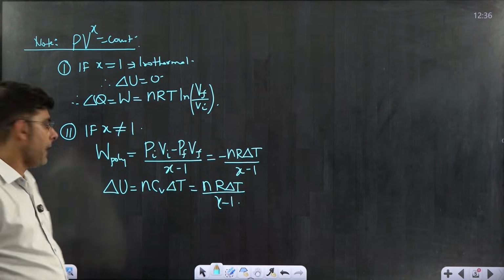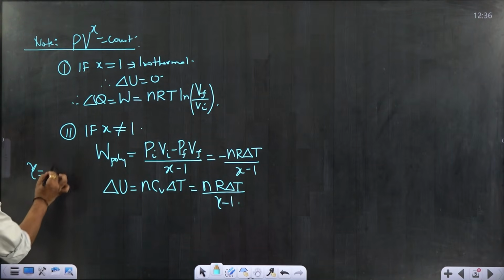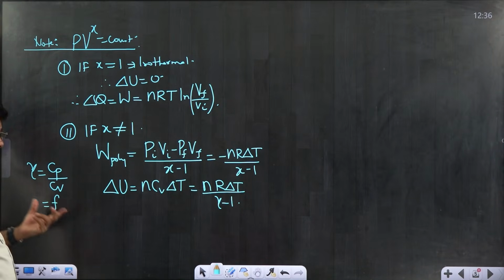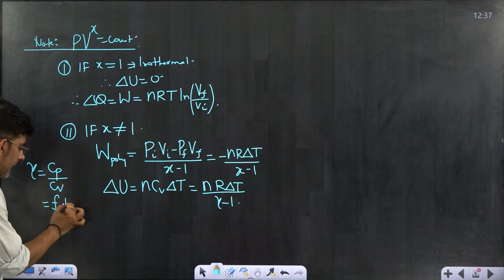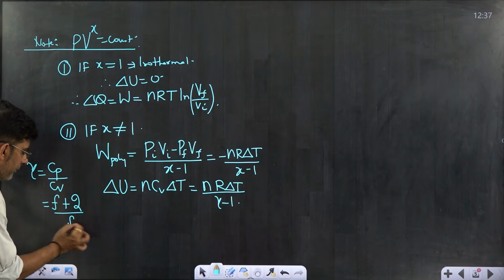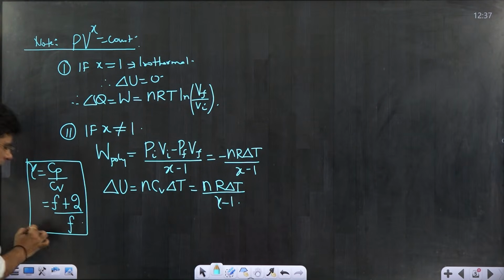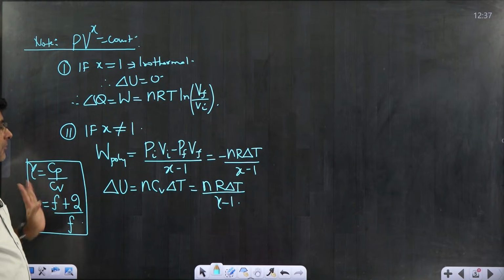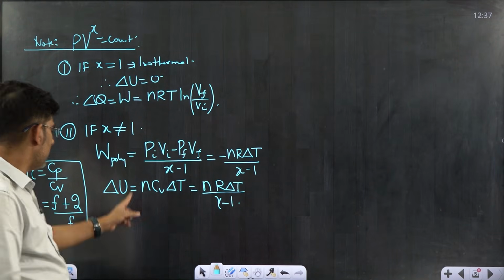There is one more formula. Gamma, what is gamma? I said Cp by Cv, and this can be remembered. Many times students get a lot of confusion or struggle to remember. You can directly remember gamma as (F plus 2) by F, where F is the degrees of freedom. This is a simple way of remembering the value of gamma. So delta U is this.